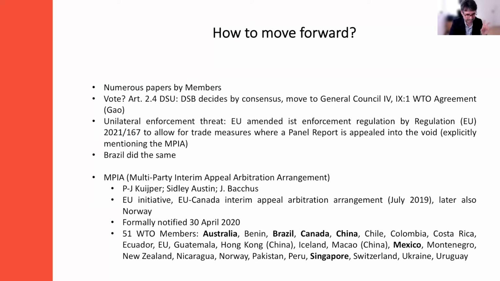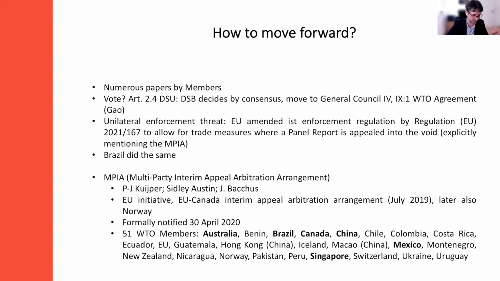And the EU has spearheaded the MPIA, the Multi-Party Interim Appeal Arbitration Arrangement. The original idea comes from Peter Jan Kuiper, from attorneys at Sidley Austin, and from James Backus. The EU then put it into legal wording and originally agreed it with Canada, later extended to Norway, and then formally notified this MPIA mechanism to the WTO on April 30th, 2020. By now, it has 51 WTO members on its side.